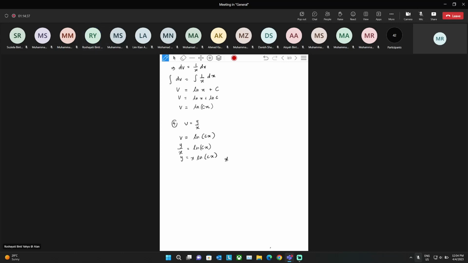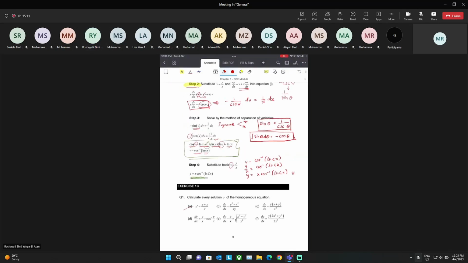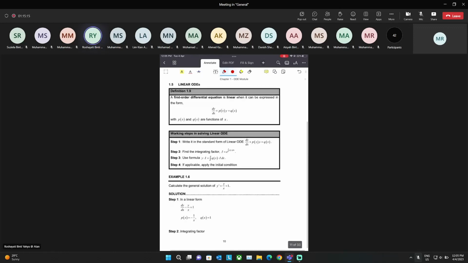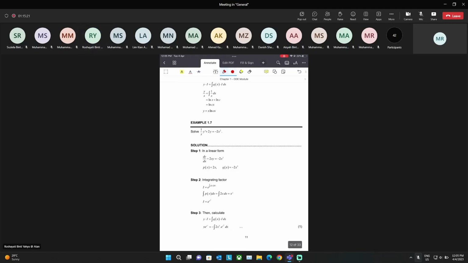Okay. Semua sama dapat jawapan. Okay. So maybe we can go to the next. Okay, linear ODE. So saya nak pergi pada linear. Linear not bad juga. Dia punya ni quite simple. Okay, linear ODE.